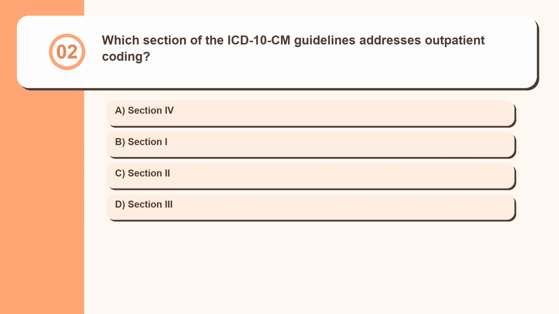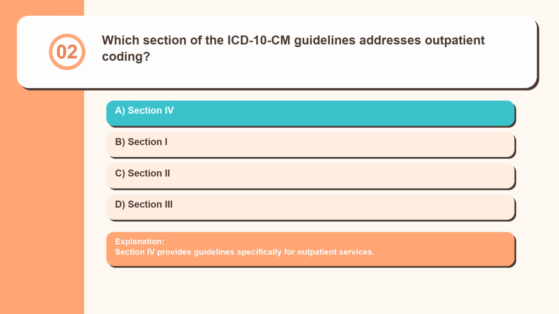Question 2. Which section of the ICD-10-CM guidelines addresses outpatient coding? Section 4, Section 1, Section 2, Section 3. Section 4 provides guidelines specifically for outpatient services.